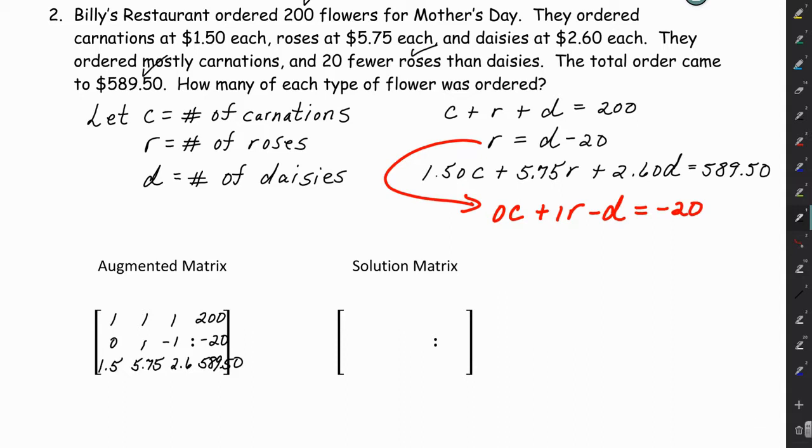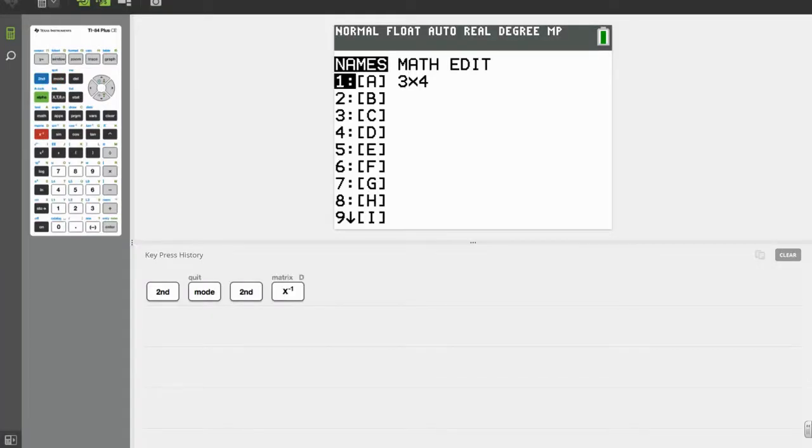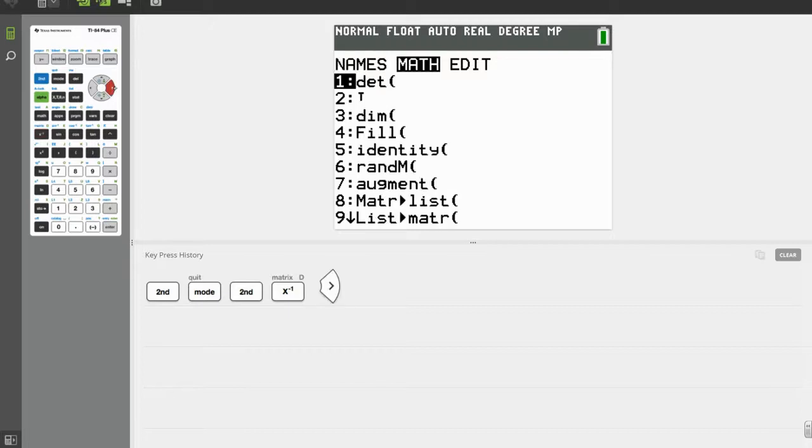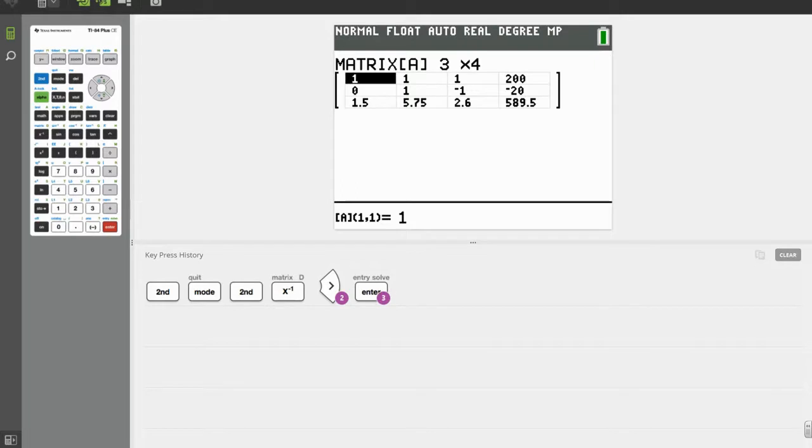All right, so we have our augmented matrix set up. Now we're going to go into the calculator, put in the augmented matrix, and do reduced row echelon form. We're going to go to second inverse. We're going to go over to edit, hit enter. It's a 3x4, and we're going to enter in all of our information. I've already done that here, so once you've completed that on your end, we're going to quit.